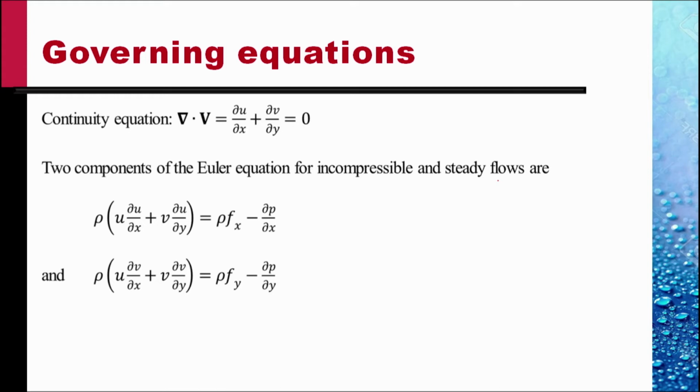The two components of Euler equations for the incompressible and steady flows are given below, and these are to be solved subject to boundary condition that the normal component of velocity is 0 at the wall. As was discussed earlier, we cannot apply the no-slip condition at the wall.